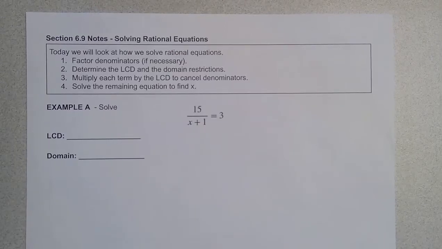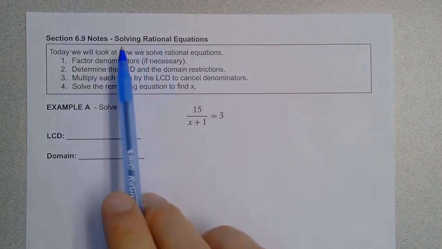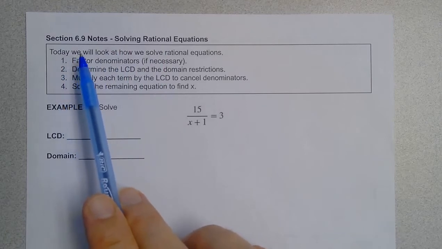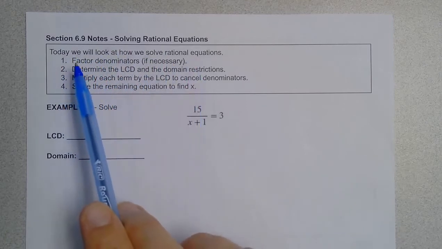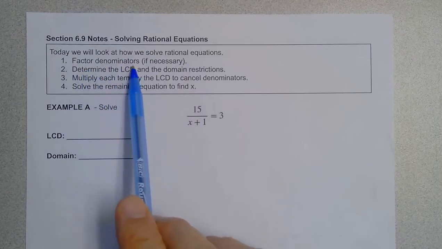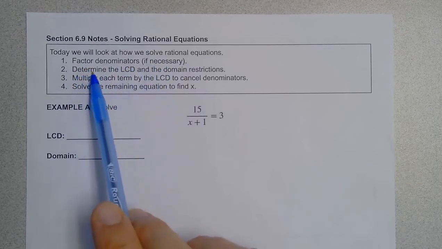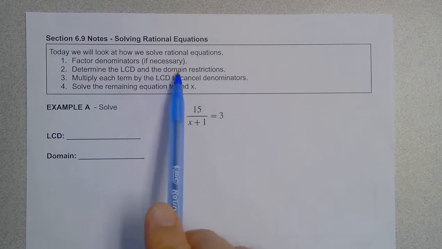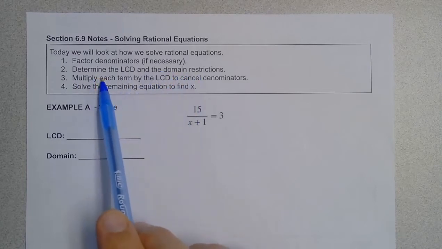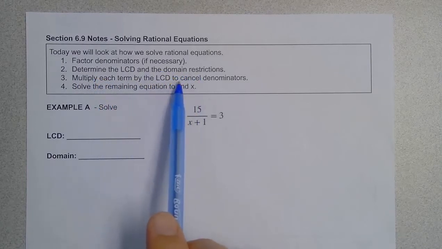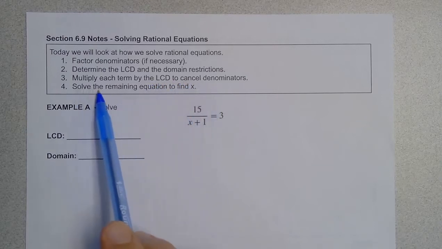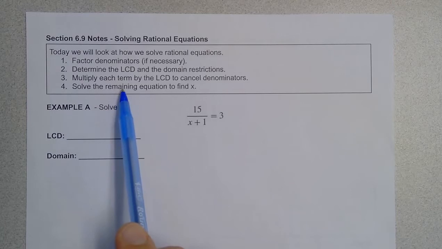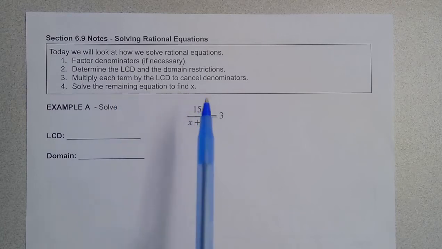So we're looking at solving rational equations. Just in looking at the process, today we're going to look at how to solve rational equations. So step one, we're going to factor the denominators if necessary, determine the least common denominator and domain restrictions, multiply each term by the least common denominator to cancel out the denominators, and solve the remaining equation to find x.